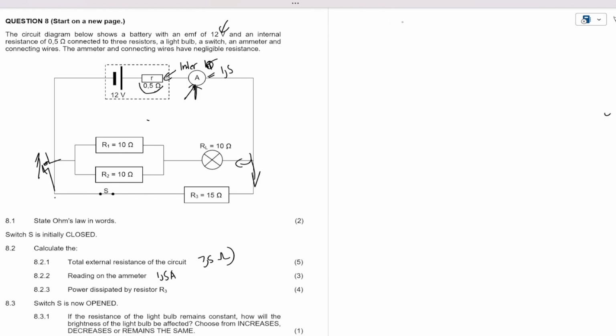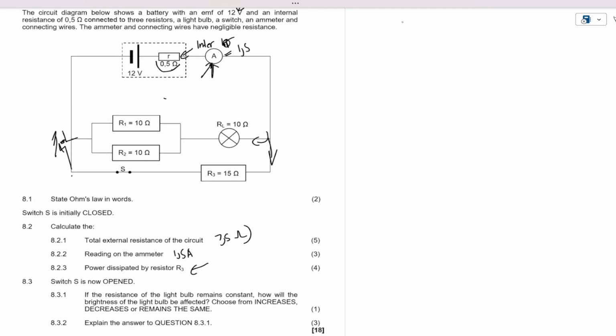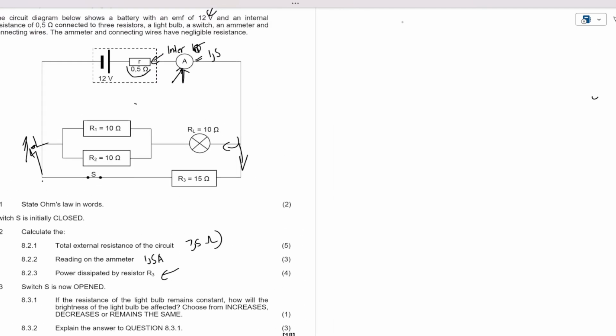Okay, then it asks for the power dissipated in R3. There are many formulas for calculating power, and the one that I like to use is the one in which I'm given the values. Let's go to the formula sheet really fast. These are all the equations that you can use to calculate power. You can see by the vast number of equations that there are many ways to find the power. But the best way is the one that will not take you much time.